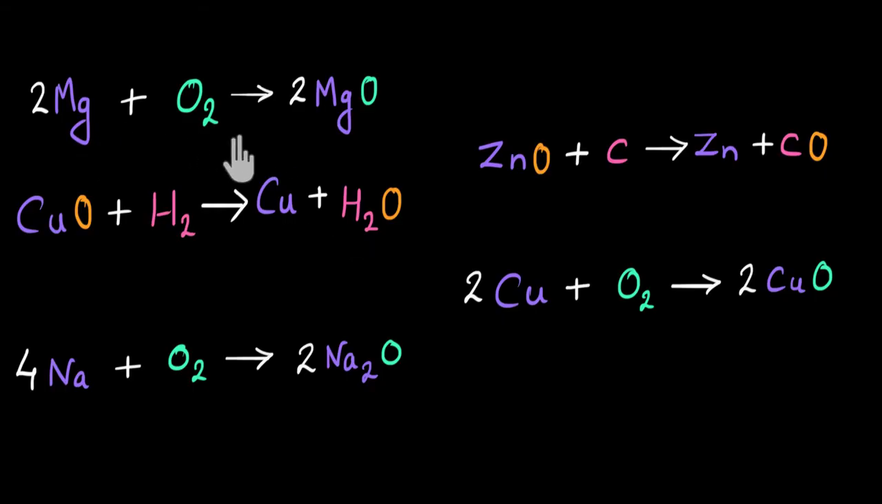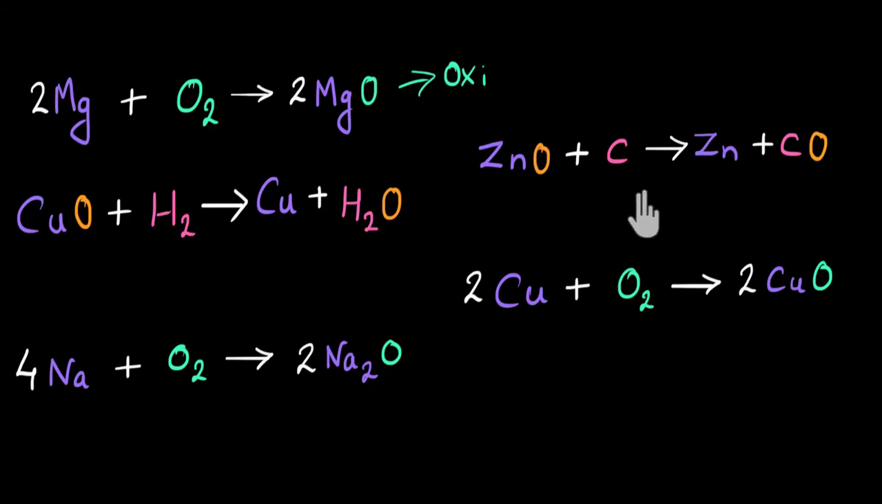This is my first example. Here I see that magnesium is reacting with oxygen to give me magnesium oxide. So here I can see that oxygen is getting added to this metal, right? So this reaction is going to be oxidation. Oxygen is getting added, right?